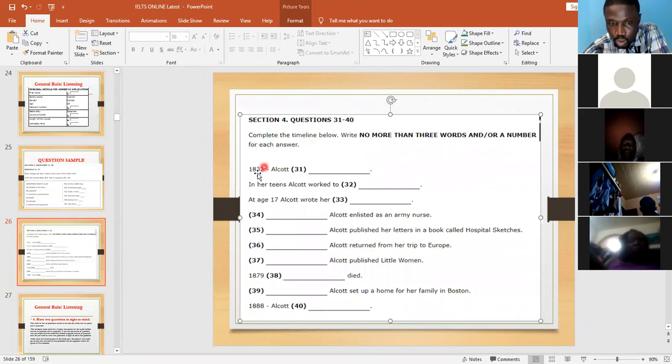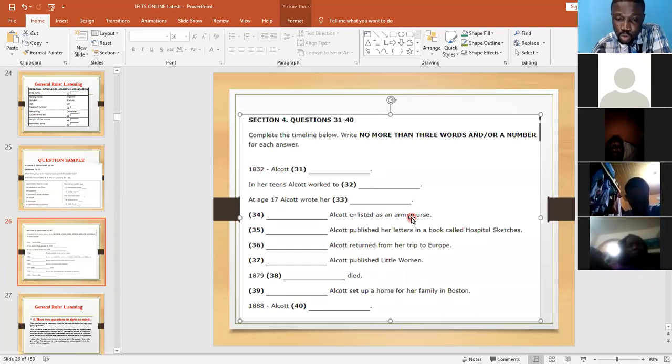Okay, look at what happened here. 1832, something happened. What happened is missing. In 18, work 2, what happened is missing. Age 17, wrote dash, what happened is missing. But when you get to question 34, the timeline is missing and what happened is written. So immediately you get to this section, the first thing you need to do is race through the question format to understand it before the audio starts speaking.